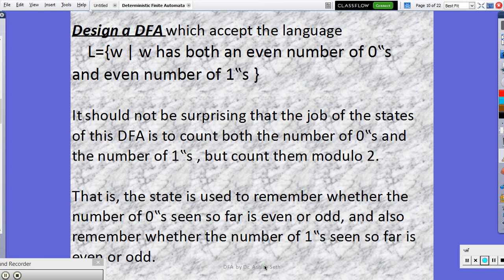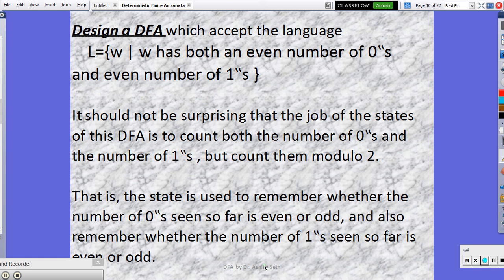The next is designing a DFA for a particular scenario. It is given here: design a DFA which accepts the language L, where L contains strings W such that W has both an even number of zeros and an even number of ones. So the question says that we have to design a DFA which can accept all the strings which contain an even number of zeros and ones.